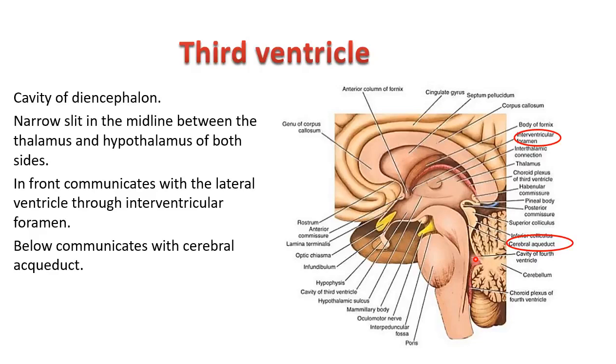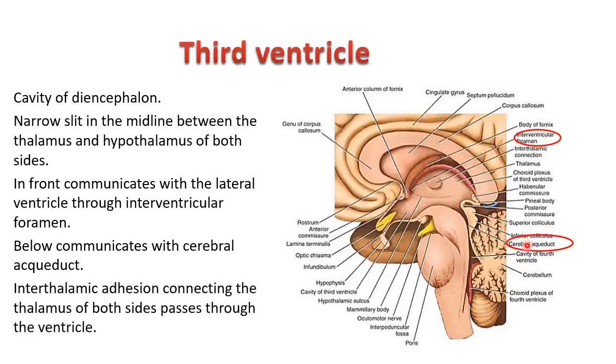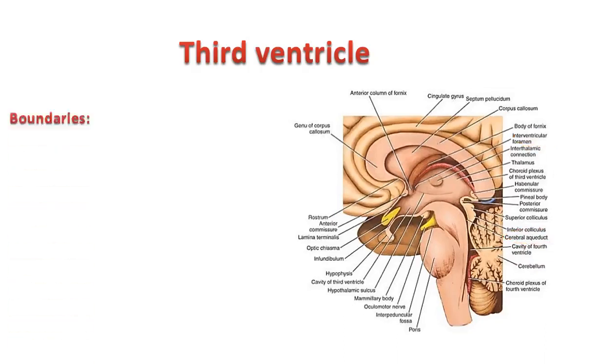That is your thalamus and the hypothalamus below: thalamus above and hypothalamus below. On either side of the thalamus and hypothalamus, you see the narrow slit called the third ventricle, which extends from the interventricular foramen to the cerebral aqueduct. Through the cavity, you can see the interthalamic adhesion, gray matter that passes through the third ventricle and connects the thalamus of both sides. Interthalamic adhesion.